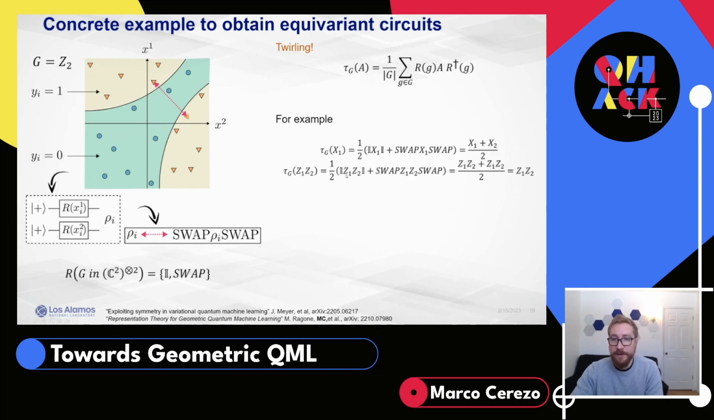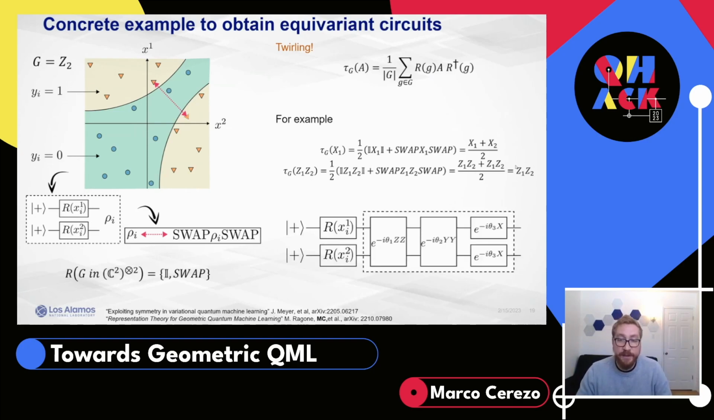What happens if I want to do an entangling gate like Z1 Z2? Well, we do the same thing. We apply identity and we apply swap, and we get the same thing. Oh, this was already equivariant for this representation of the symmetry. I didn't have to do anything. So now I can just create a circuit that is going to evaluate the data, which is going to be e to the minus i theta ZZ, YY. And again, remember, when I exponentiate, this means do single qubit rotations with the same angle theta.